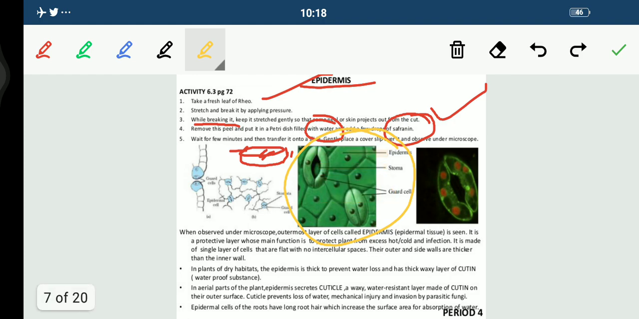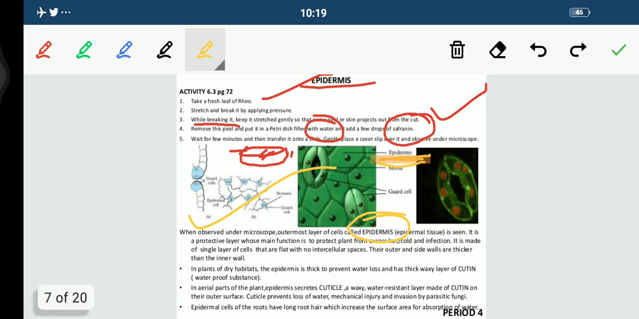So when observed under the microscope, the outermost layer is the epidermis. This is the outermost layer. Look here. This outermost layer is said to be the epidermis, right? And it is a protective layer. Very important thing, students: epidermis is a protective layer.